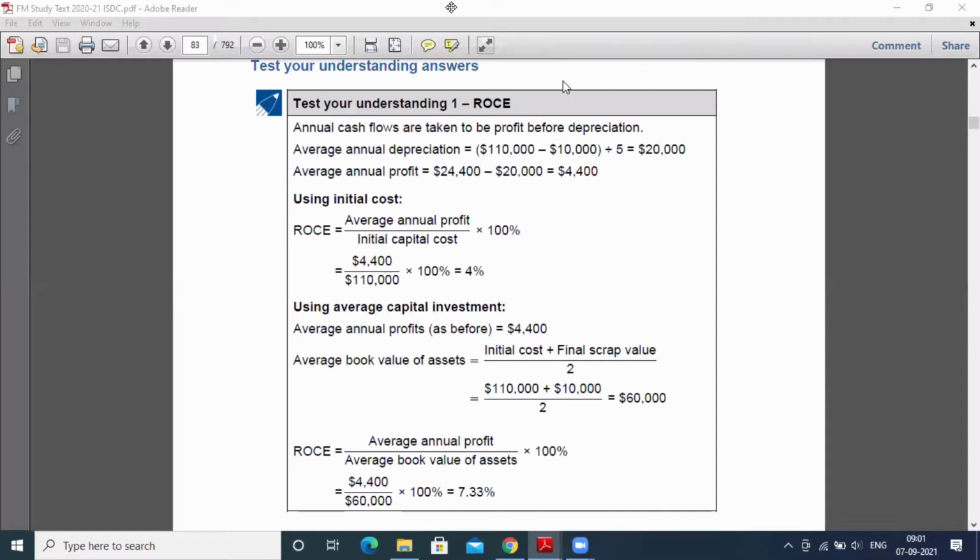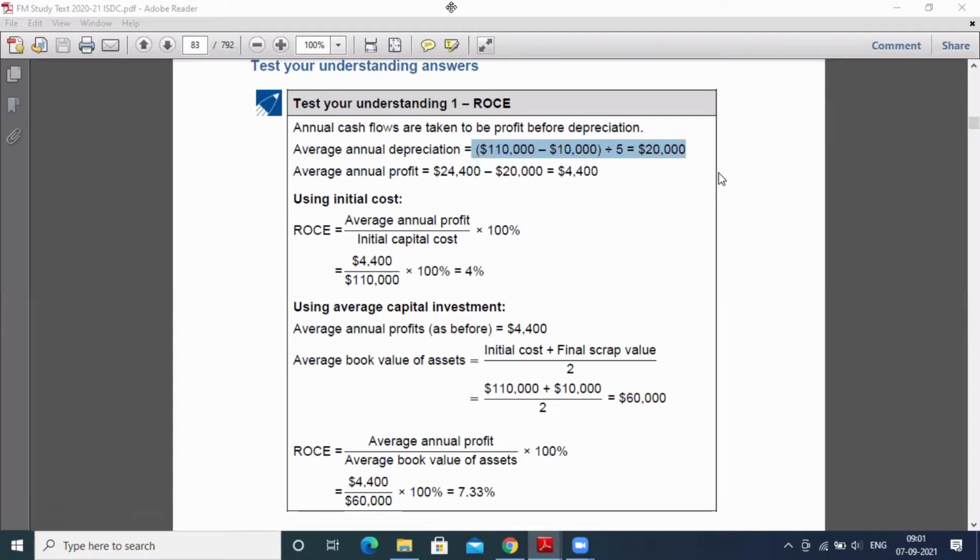So once again, for calculating the depreciation, the formula is cost of asset minus residual value divided by the life of the project. So here the life of the project is 5 years. So the annual depreciation which we'll be getting is 20,000. I believe it is clear now. Yes, sir.